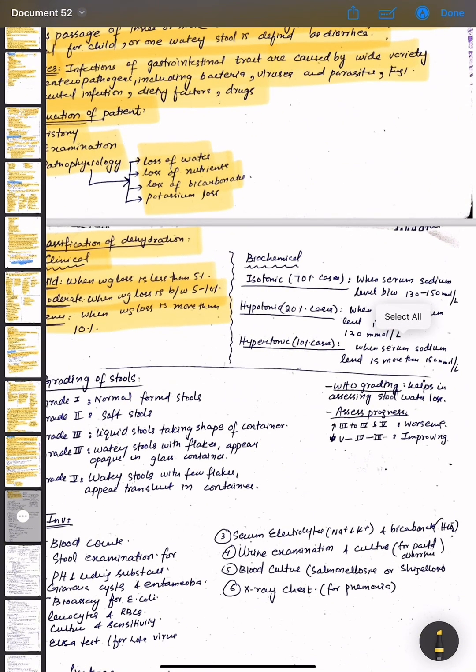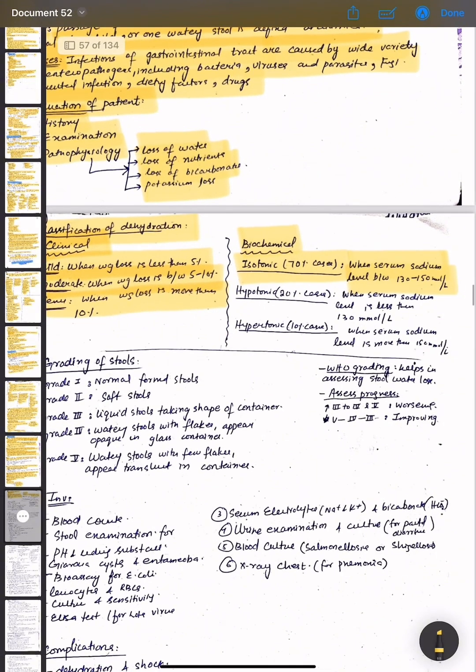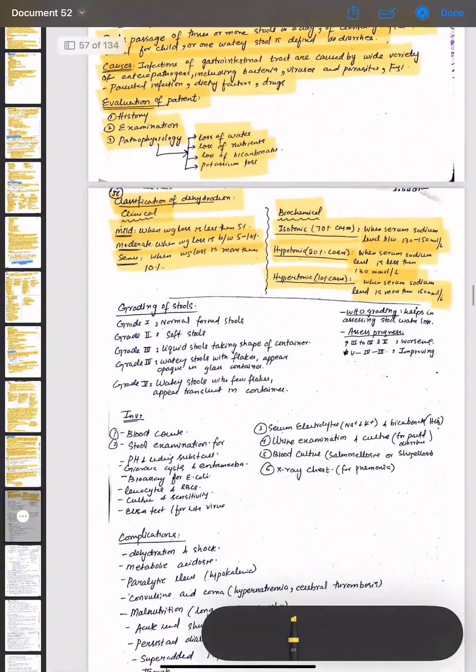The biochemical classification of dehydration is isotonic, in 70% of cases, when serum sodium level is between 130 to 150 millimole per liter. Hypotonic in 20% of cases, when serum sodium level is less than 130 millimole per liter. Then hypertonic, in 10% of cases, when serum sodium level is more than 150 millimole per liter.